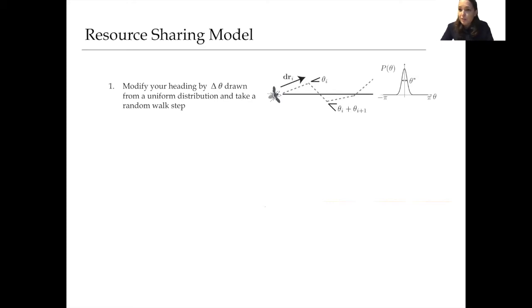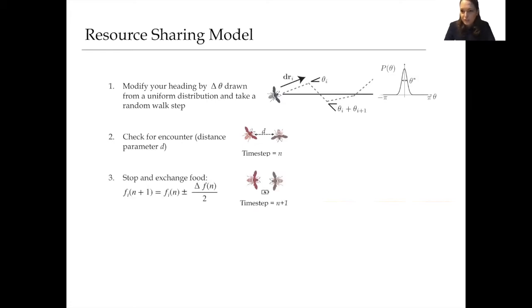So if this is a very wide distribution, these agents wouldn't move very far. And if it's a very narrow distribution, then the trajectory would be more straight and they would move further. So we have these agents moving in a two-dimensional arena, and then if they encounter another agent within a certain distance, then they would stop moving and start exchanging food.